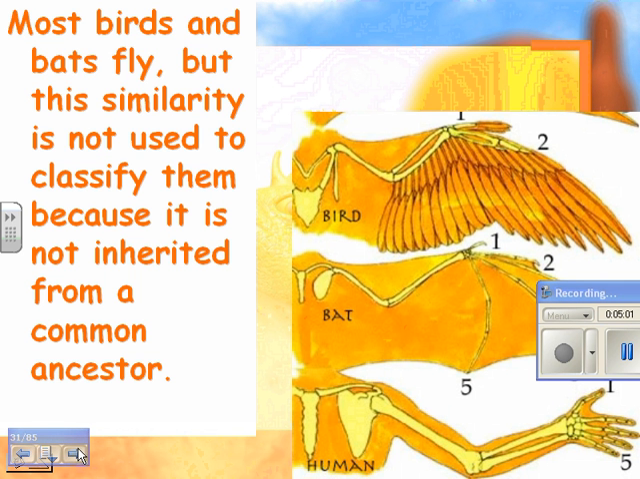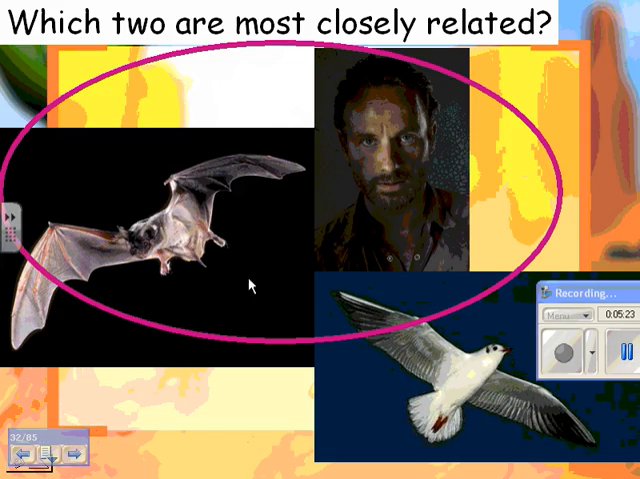However, most birds fly. Every bird except what, a penguin maybe? And bats, I think all bats fly. But this similarity is not used to classify them because it's not inherited from a common ancestor. A bat and a human actually are both mammals because they both have hair or fur and they both feed their young milk. So the bat and the guy are more closely related.